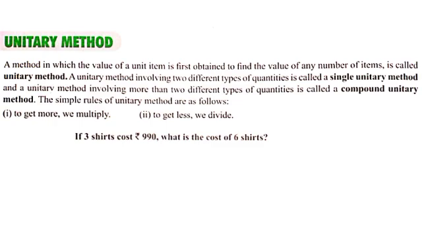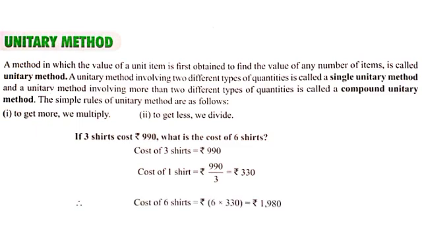If 3 shirts cost 990 rupees, what is the cost of 6 shirts? Cost of 3 shirts is 990, and cost of 1 shirt is 990 by 3, which is equal to 330. And the cost of 6 shirts is 6 into 330. We get 1980. Less number of shirts, less cost. More number of shirts, more cost.